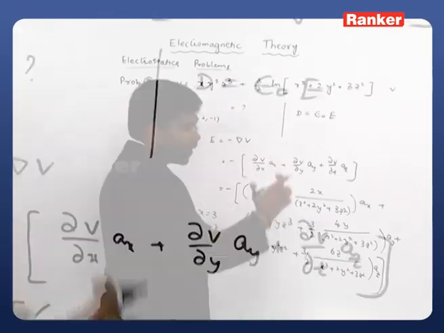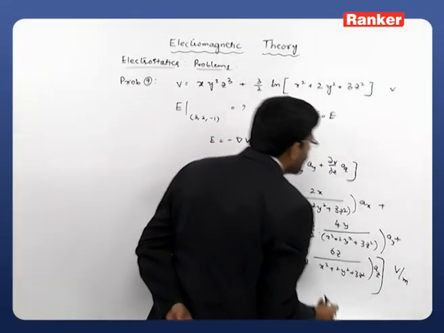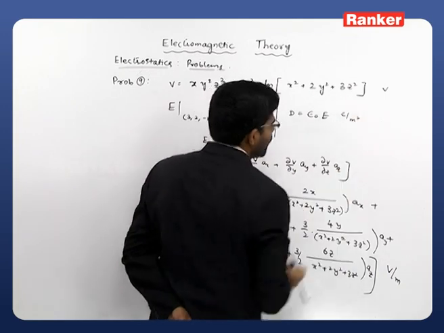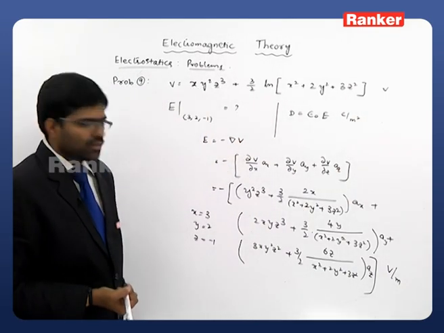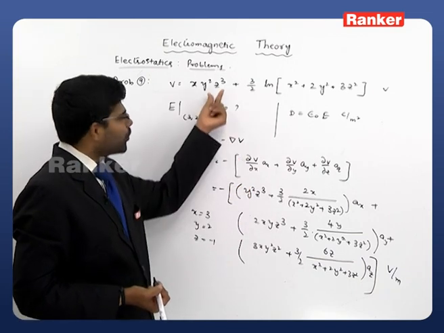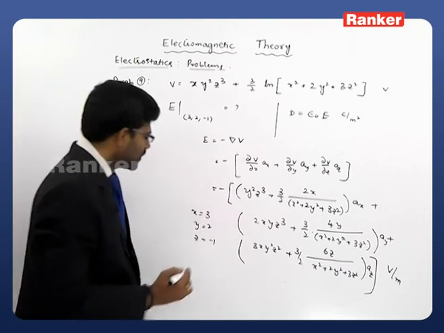But don't forget to write down the units. The electric field intensity units are volt per meter, and what are the units for D? That is coulomb per meter square. So this is a simple solution, nothing more than that. Applying the gradient to the potential equation, we get the electric field intensity directly. So this is our answer.